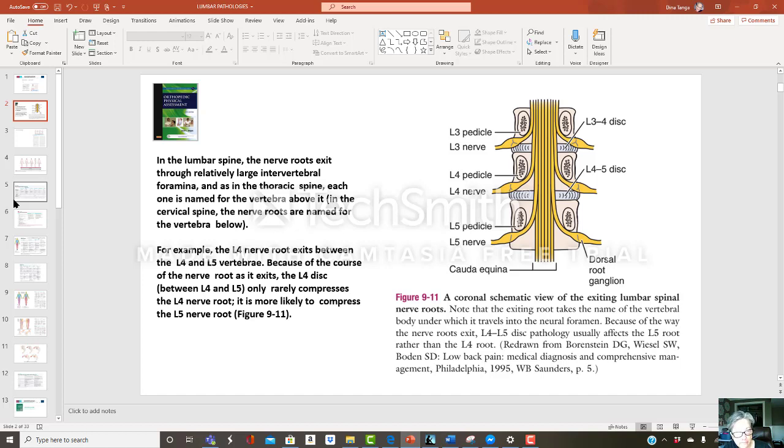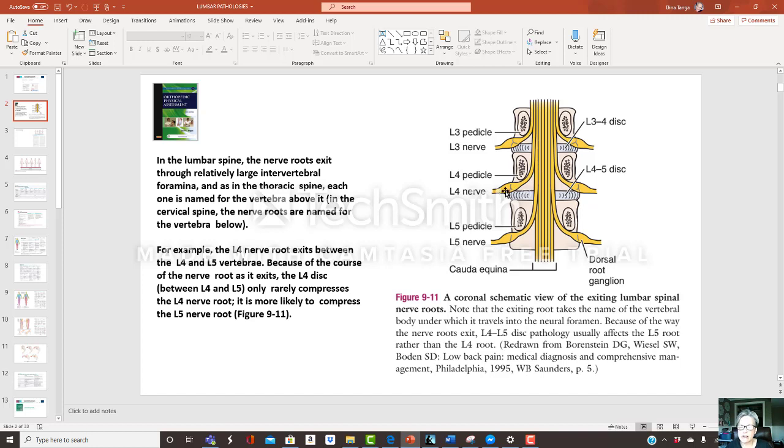Because of the course of the nerve root as it exits, the L4 disc, between L4 and L5, only rarely compresses the L4 nerve root. It is more likely to compress the L5 nerve root. So as you see, L4 disc, L5 disc, back up. L4 vertebra, L5 vertebra, and this is the L4-5 disc right here. So this is the L4 nerve.